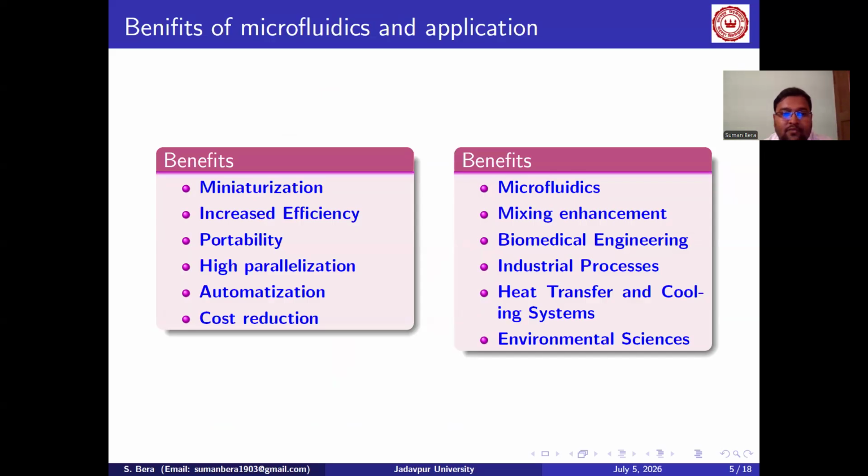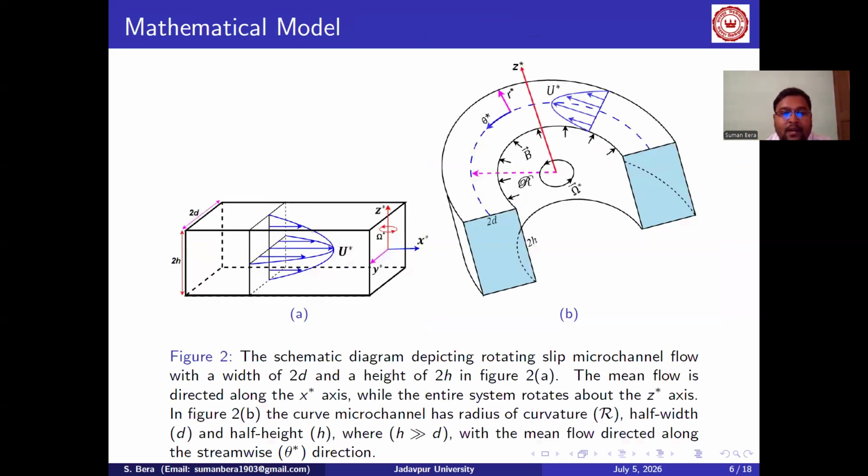To improve the performance of fluid devices, it is essential to understand when the flow remains stable and when it becomes unstable. Motivated by this type of microfluidic devices, we formulate four problems on straight channel and curved microchannel flows. Here in figure A, the geometry shows the straight microchannel with aspect ratio D by H, and the whole system is rotating about the Z axis.